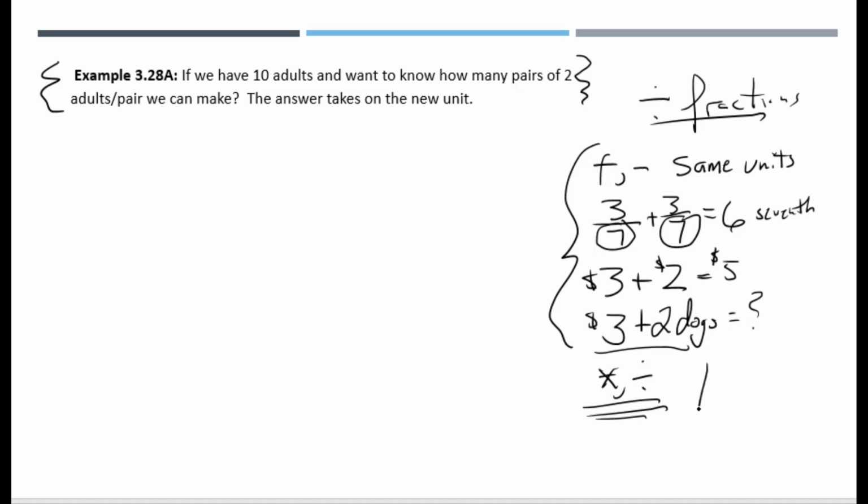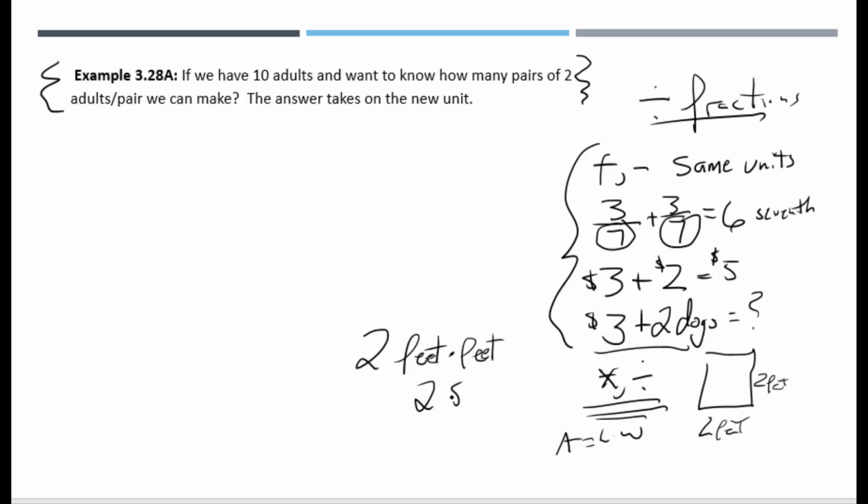It's like, here's one from like 5th grade. So if this is 2 feet, and this is 2 feet, the area is length times width. So it'd be 2 feet times 2 feet, which would be 2 feet times feet, which would be 2 feet squared. It takes on a whole different unit. So that's just something to keep in mind.